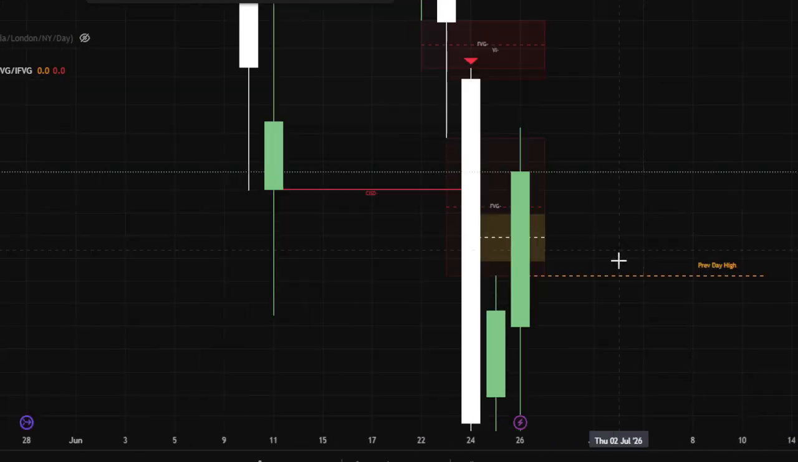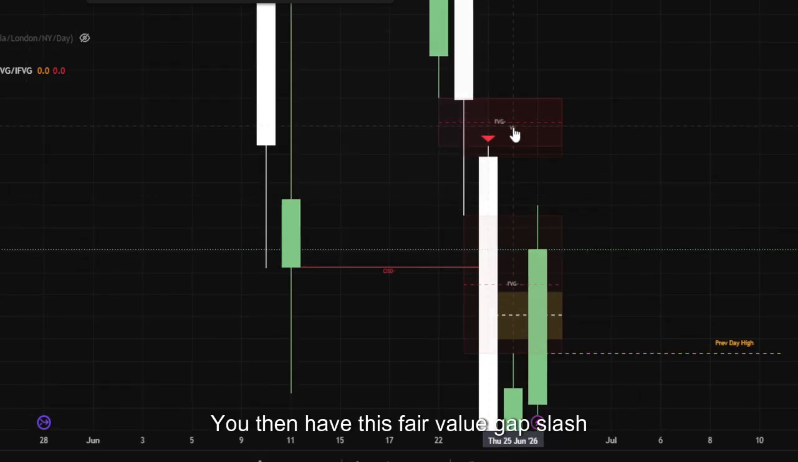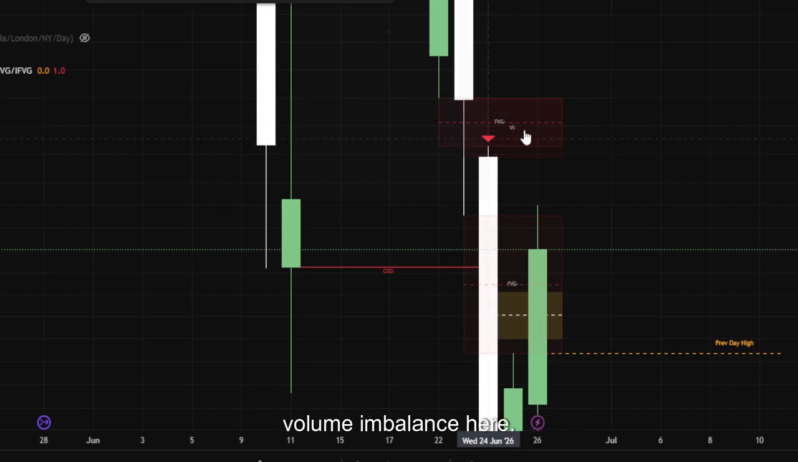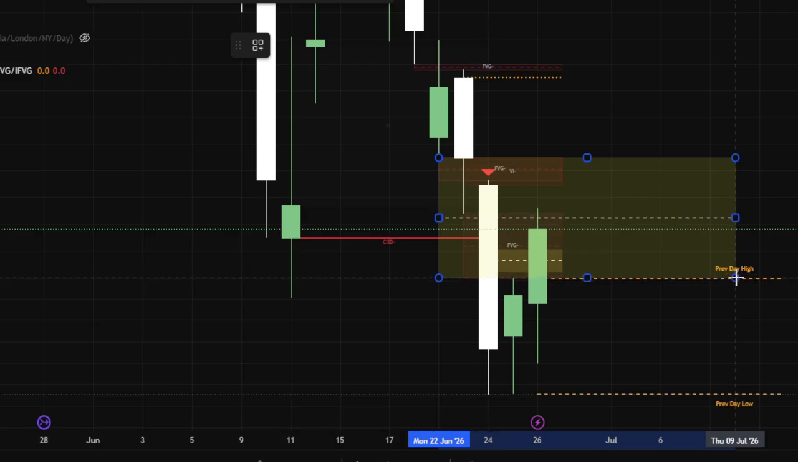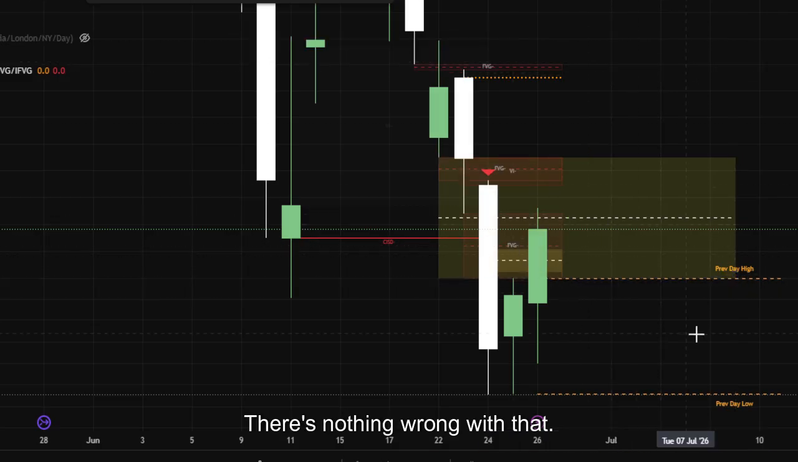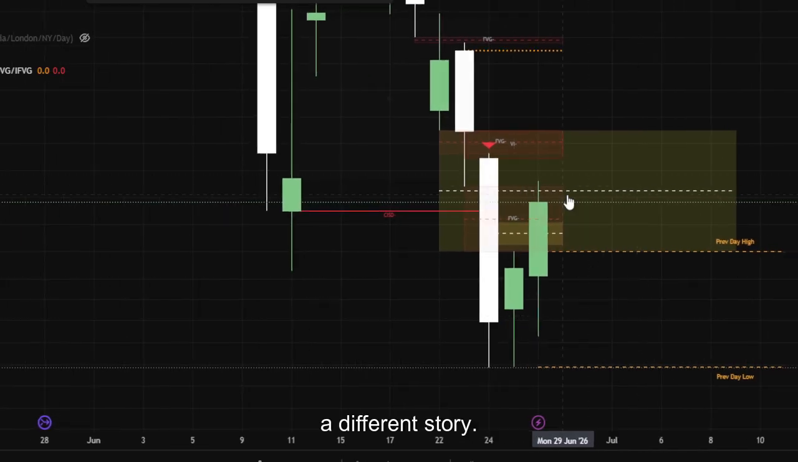What do you see? This is the fair value gap that we are currently in. We did a pretty terrible job at holding the 50. In fact, we closed at basically the OTE areas. You then have this fair value gap / volume imbalance here. So could I just connect these? Yeah, absolutely. You technically could. There's nothing wrong with that. And not only that, but when you do that, it starts to tell a different story.